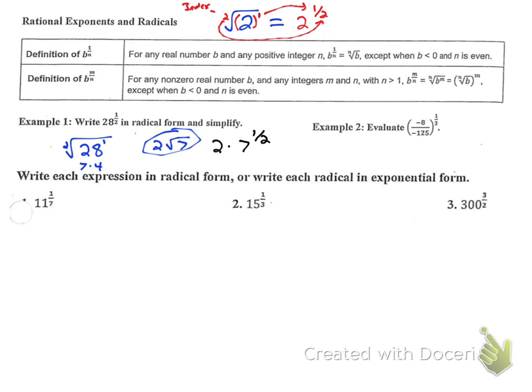Example 2, that is the same thing as the cube root of -8 over the cube root of -125. What's the cube root of -8? -2. What's the cube root of -125? -5. Good.